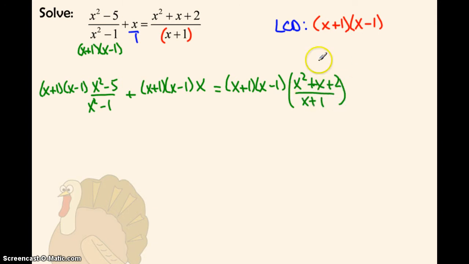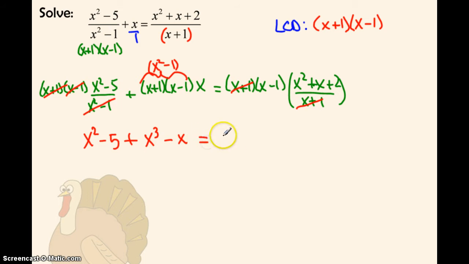And then I want to reduce each of them. X plus 1 crosses off. X squared, x plus 1, x minus 1 crosses off. So if I'm looking at this, I'm left with x squared minus 5 plus, these two can be put back together, multiply them together, so I get the quantity of x squared minus 1 times x. So I have x cubed minus x, and that equals x minus 1 times the quantity of x squared plus x plus 2.